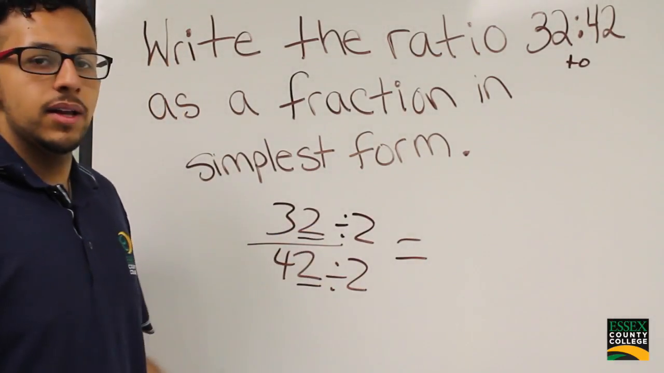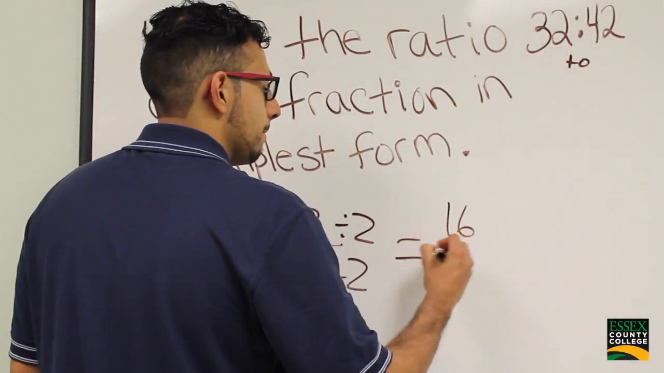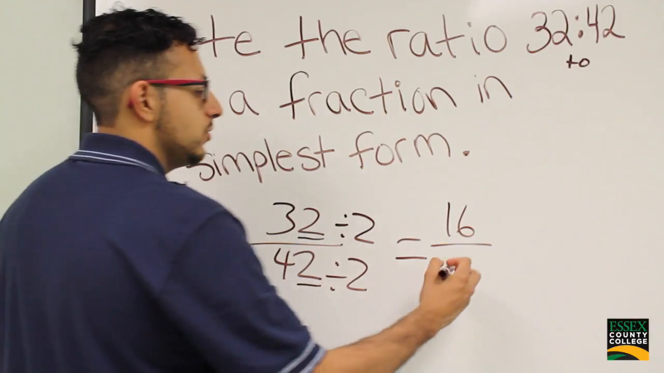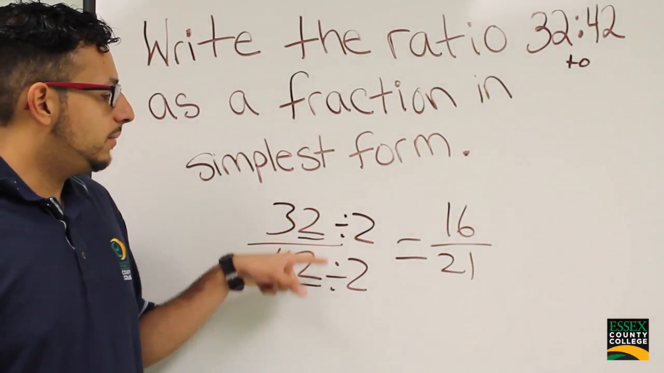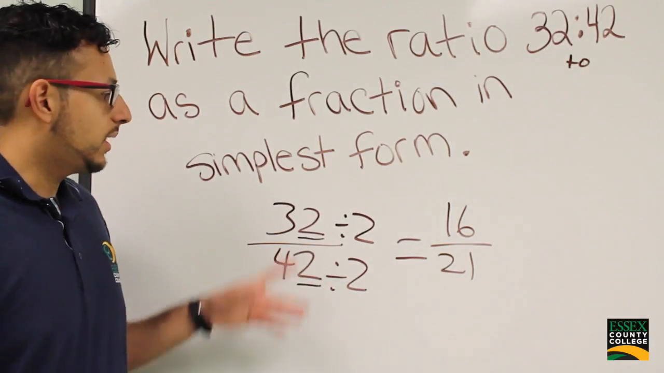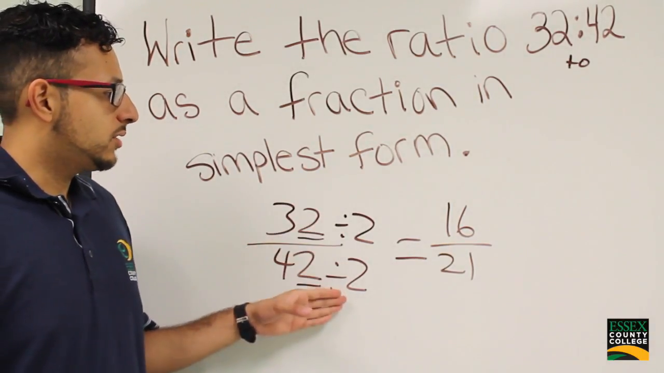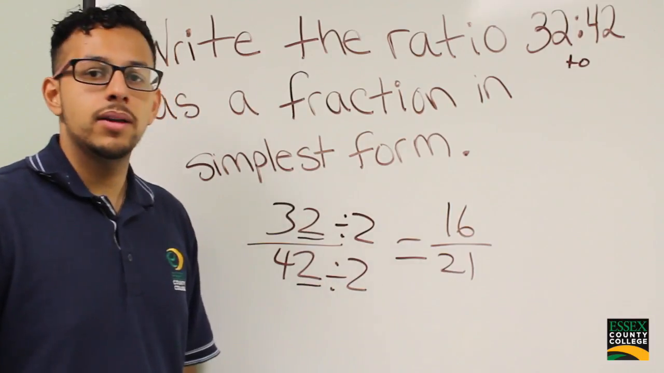So 32 divided by 2 is 16, and 42 divided by 2 is 21. To simplify, we always have to divide the top and the bottom by the same number, the same factor. So it's by 2. So we get 16 over 21.